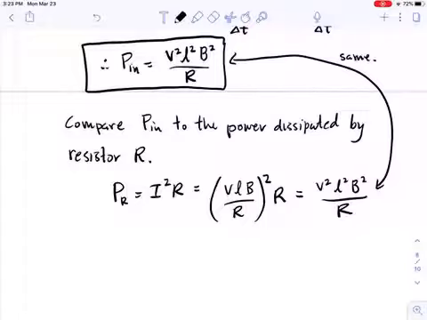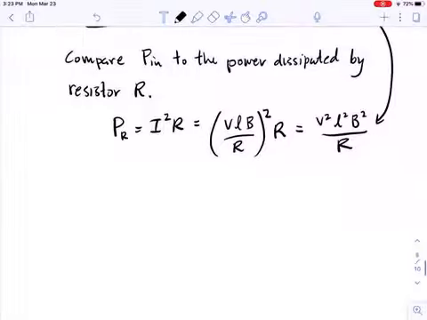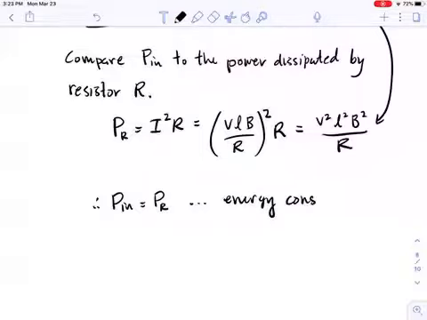And that's a good thing because it tells us that however much power we put into our system, we get an output power dissipated by our resistor that is exactly equal to that. And so therefore, P in is equal to this power, the useful power dissipated by our resistor, and we have energy conservation.